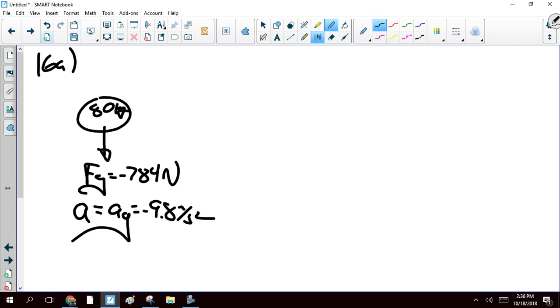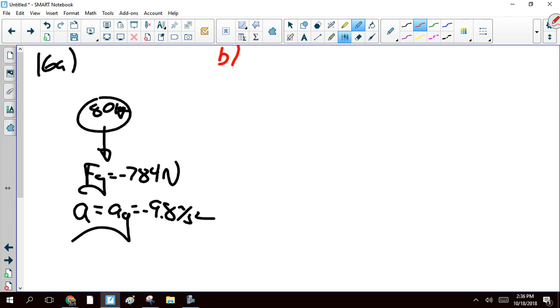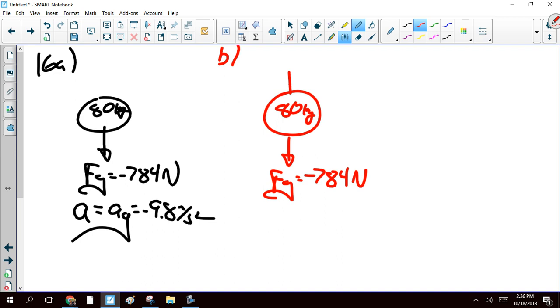So at some point later on, part B says after 3 seconds, here's Roy again, he's still 80 kilograms. Gravity's still pulling him down with the same 784 newtons, but now there's an air resistance of 144 newtons.